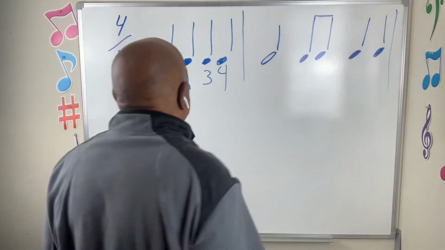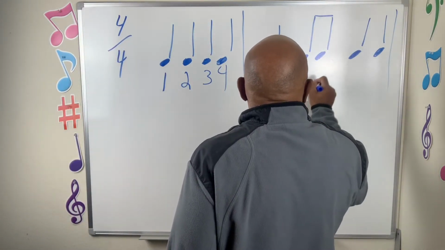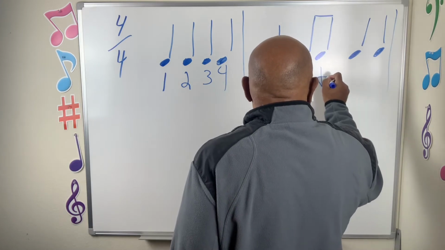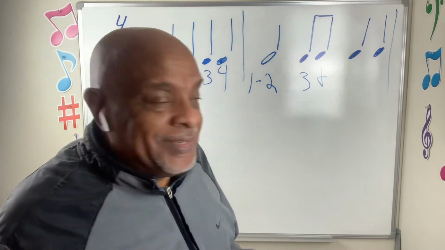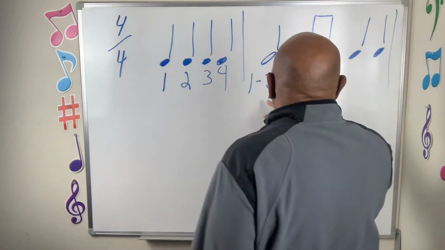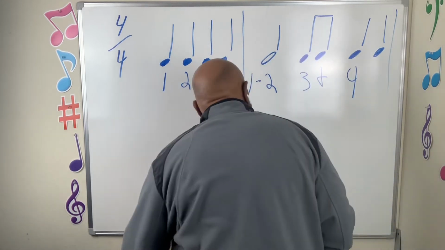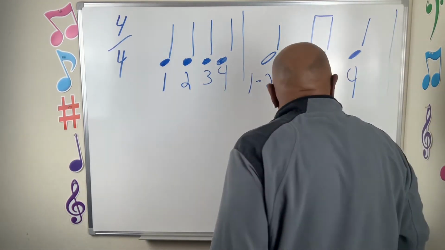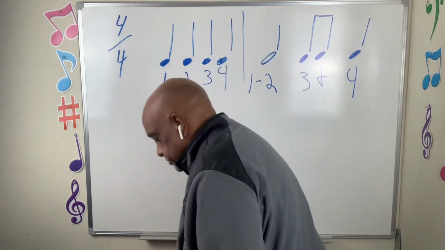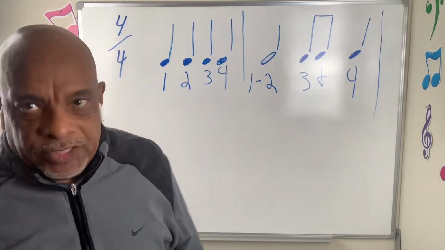All right, let's look at this second measure. Okay, 1, 2, 3, and we got too many over here. Okay, we got too many. So that's 1, 2, 3, and 4. So we need to get rid of a quarter note. So now we have 4 beats in that measure.